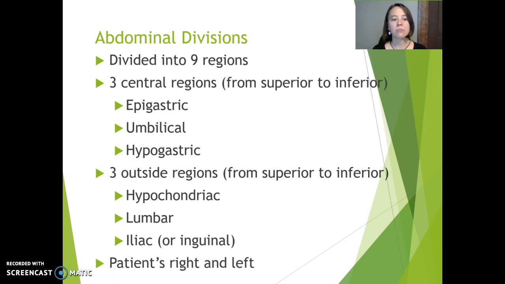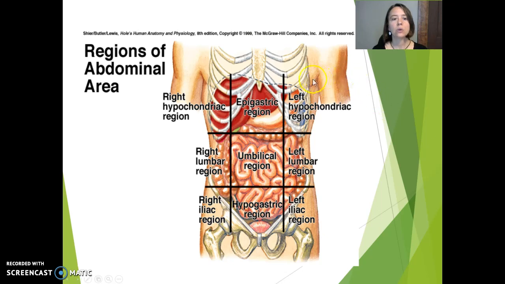Now let's look at a picture of this. Before we look at the picture, I do want you to remember it's the patient's right or left. It's the opposite of your body because you're looking at the patient. So this, you may think this is right, but this is the patient's left. So it is the epigastric region, umbilical, and hypogastric region. And then left hypochondriac region, left lumbar region, left iliac region, and over on the right, right hypochondriac region, right lumbar region, and right iliac region.